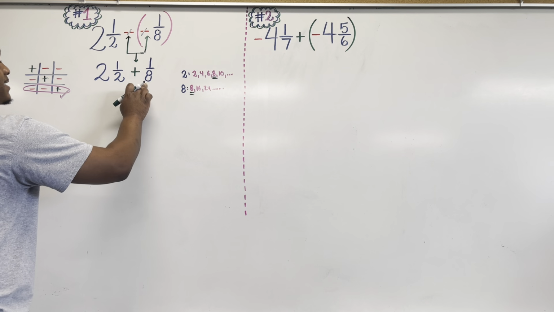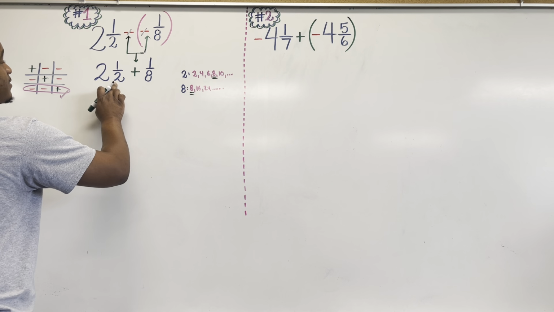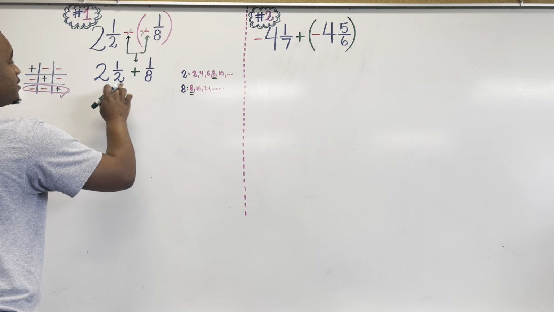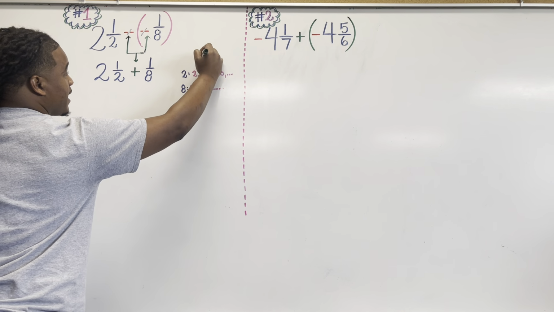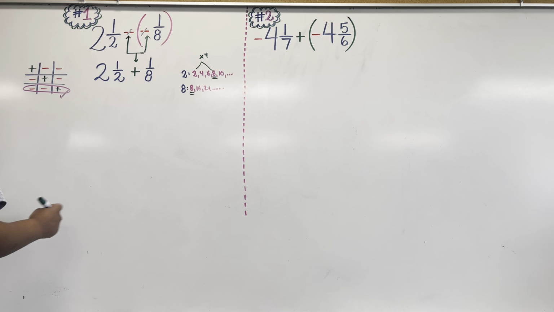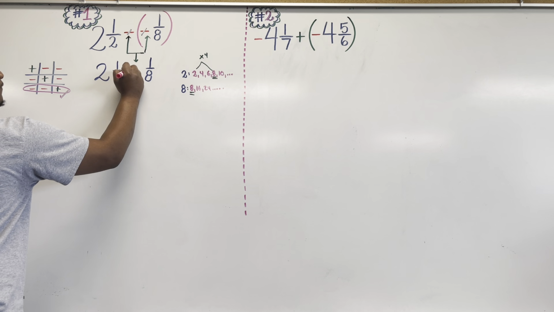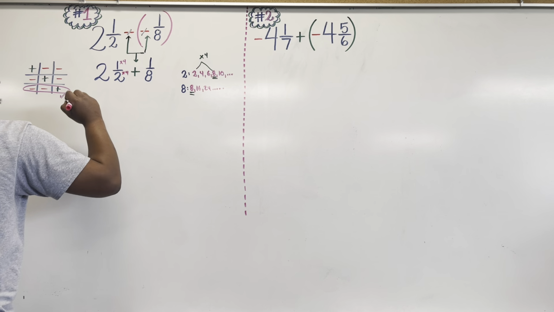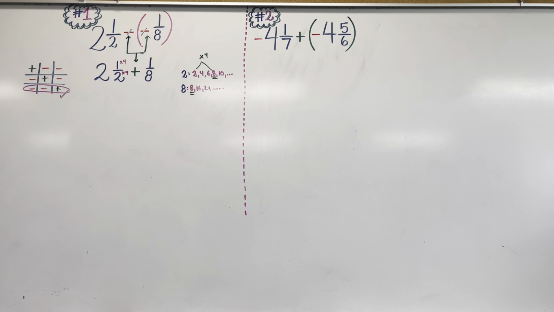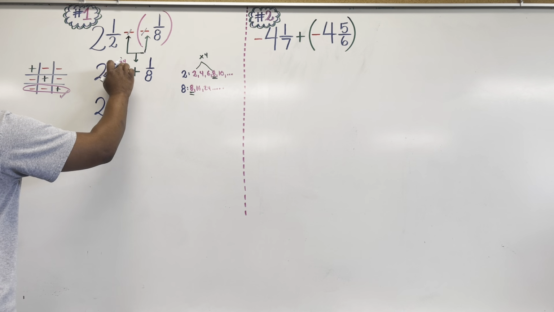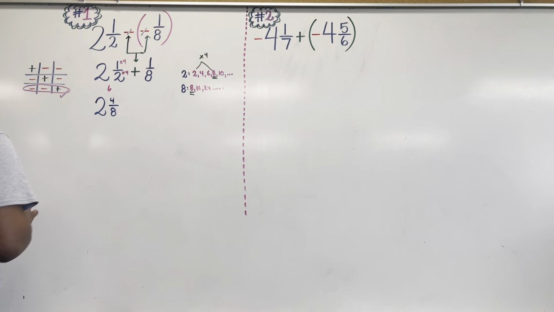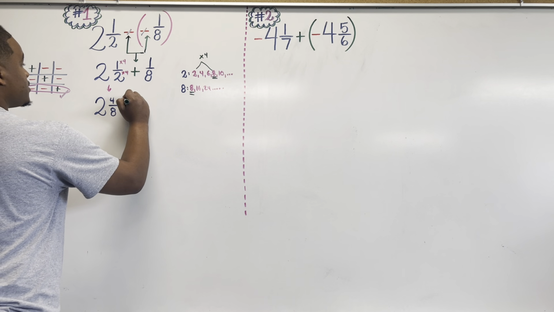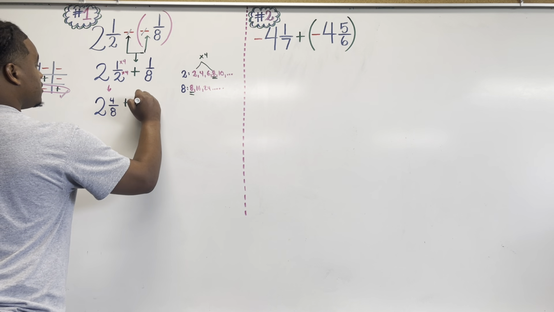The 1/8 already has an 8 in the denominator. So I have to change 1/2 by multiplying by a number. What do I have to multiply 2 by to get to 8? 2, 4, 6, 8. I have to multiply 2 by 4. So I multiply 1/2 by 4: the numerator 1 times 4 is 4, and the denominator 2 times 4 is 8. Now both fractions have the same denominator, so we can add them together.